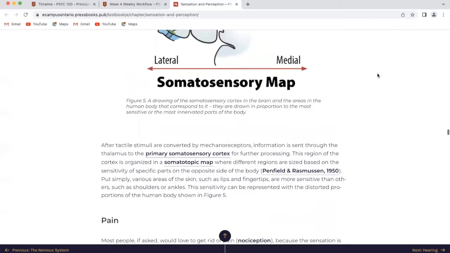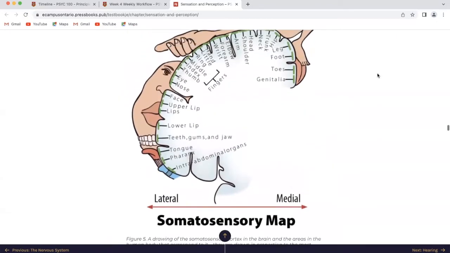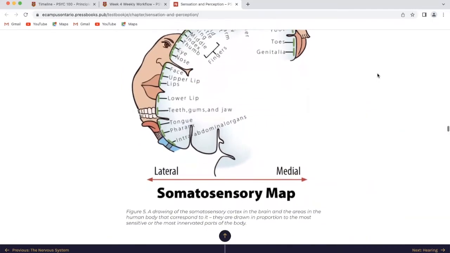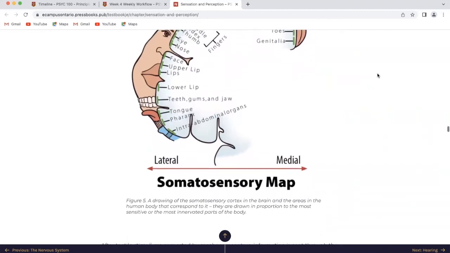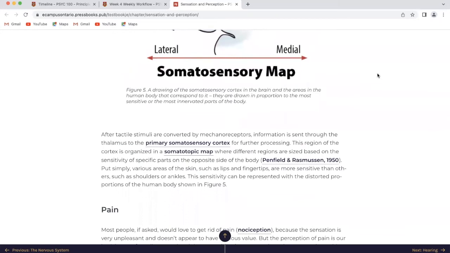So if you're not watching this on YouTube, there's a really good figure here that shows the sensitivity levels and how much is in the brain areas in the human body that correspond to it. And they're all drawn in proportion to the most sensitive or the most innervated parts of the body.